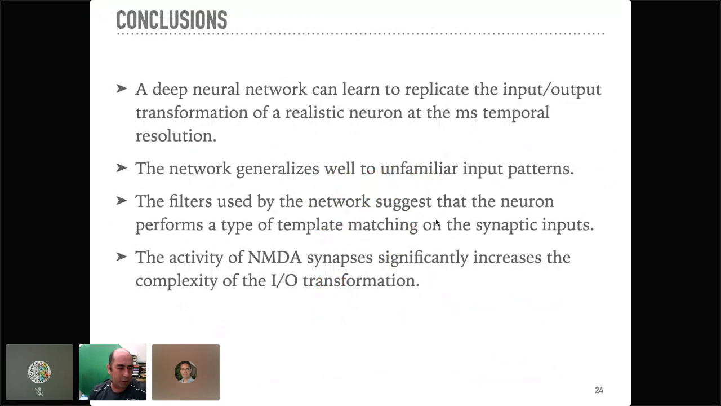So in conclusion for this part, I just want to show you that the deep neural network can learn to replicate the input-output transformation of a realistic neuron at millisecond temporal resolution. The network generalizes very well to unfamiliar input patterns. The filters that the network uses can tell us something about what the neuron does, and in some ways it does a kind of template matching to the synaptic input. And the activity of NMDA synapses significantly increases the complexity of the input-output transformation.